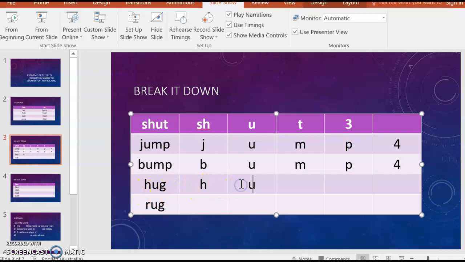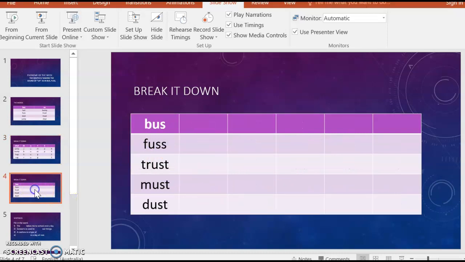H, u, g. Oops. G. H, u, g. 3 phonemes. So if hug has 3 phonemes, what do you think rug might have? The same, because the first letter is the only thing different. Rug. R, u, g. Rug. 3 phonemes. Okay? Because this is what you do on a Thursday, but we're practicing.